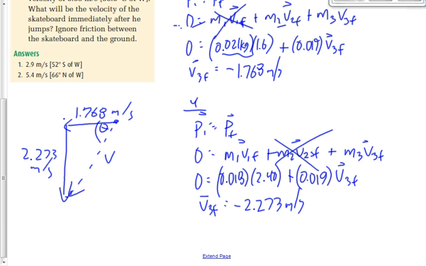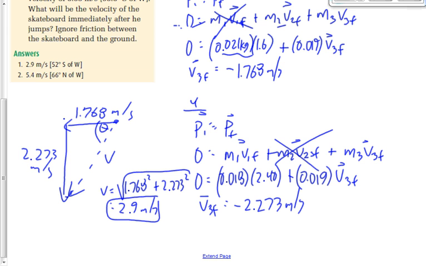Okay, we want to solve for V. That's the resultant, the magnitude of the resultant vector. It's 1.768 squared plus 2.273 squared. And for V there, we get 2.9 meters per second. Now we want to find the angle here as well, because velocity is a vector. It's opposite over adjacent. That angle works out to be 52 degrees. And because it's south from west, that angle is measured south of west. We're going to say 52 degrees south of west. So that's a perfectly correct answer.